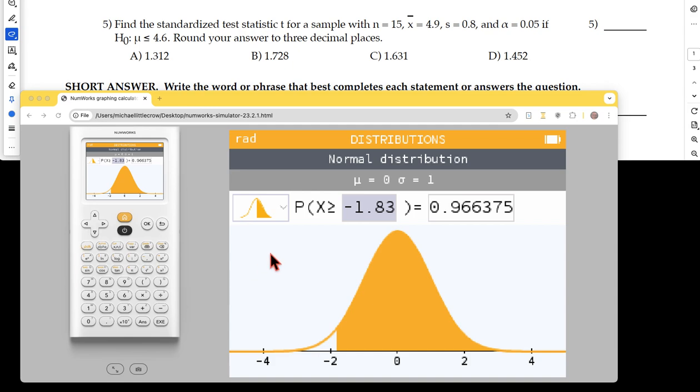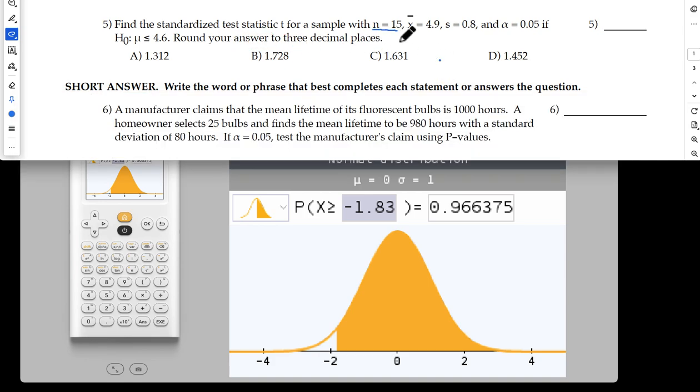Question number 5, practice test number 3. We're asked to find the standardized test statistic t for a sample with n equals 15, x bar, which is the sample mean, of 4.9, s, which is the sample standard deviation, 0.8, and alpha equals 0.05. Now look, the test statistic is a t, not a z, a t.